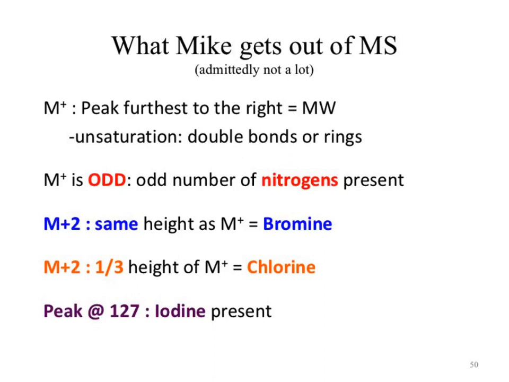The last one is, you might actually see a peak at 127, and I could be wrong on that number. I always forget to check. If you have a really huge atomic mass, iodine's probably present. Why? Because iodine weighs 127 atomic mass units. If I throw in just a single carbon to that, I have a really big number right out of the gate. Thank you for doing the math. So that's what I get out of the mass spec.